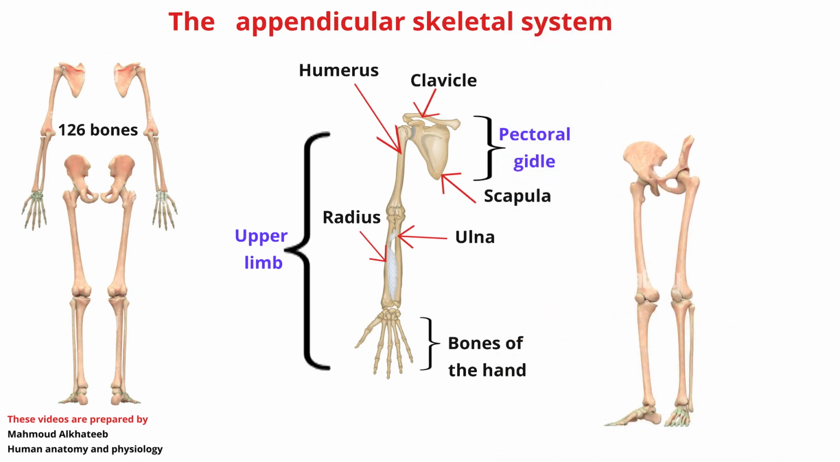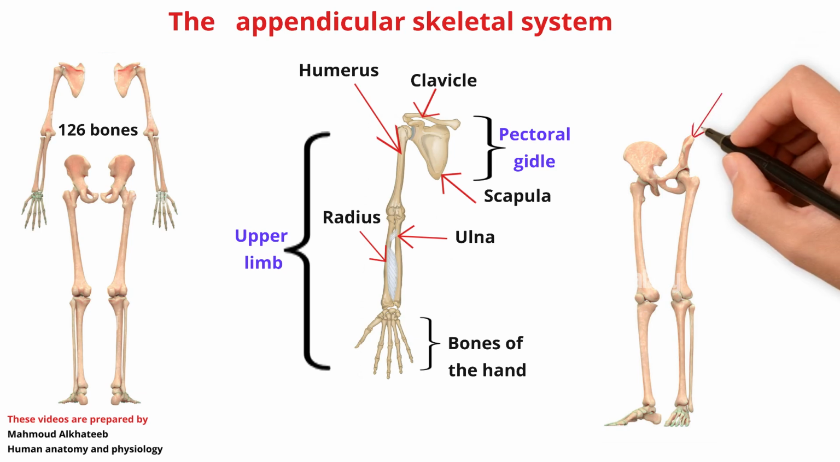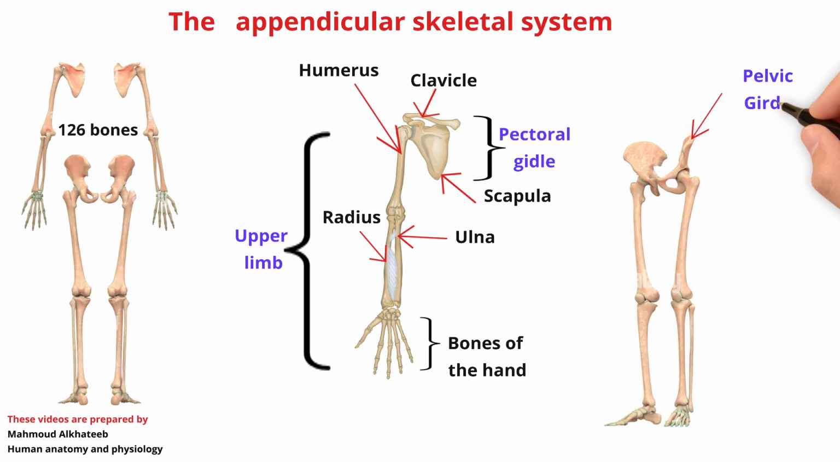The lower part of the appendicular skeleton includes the pelvic girdle, which consists of 2 hip bones that form the basin-like structure. The pelvis supports the weight of the body, provides stability, and connects the lower limbs to the axial skeleton.